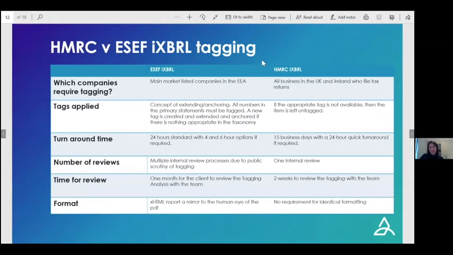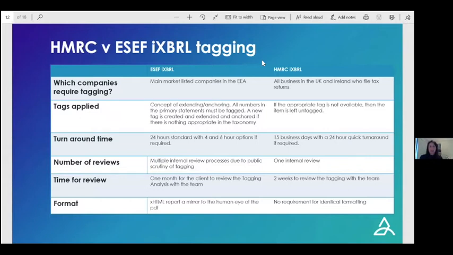So we've had a few questions around the differences between the HMRC iXBRL tagging and the ESEF iXBRL tagging. So I've just put this slide together which addresses a few of them. I'll run through it quickly, but you can look at it after. Starting off, which companies require tagging. It's only main market listed businesses for ESEF. For HMRC, it's all businesses in the UK and Ireland that submit tax returns.